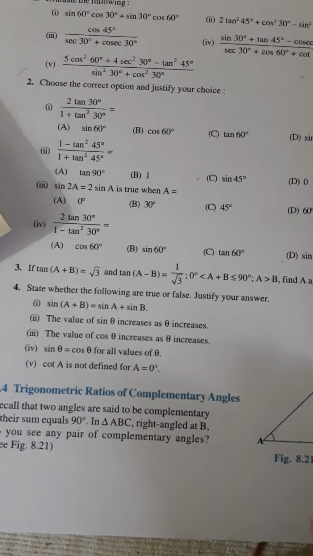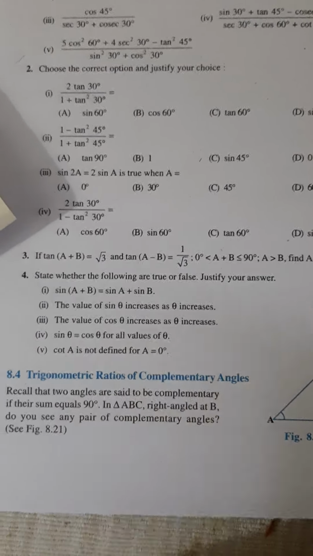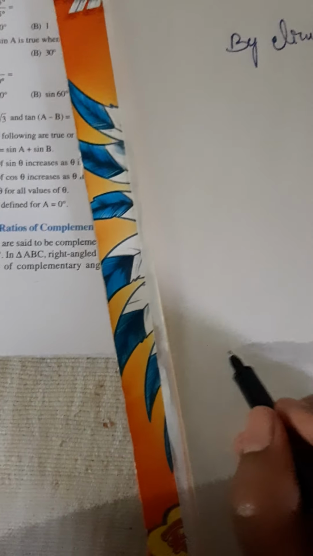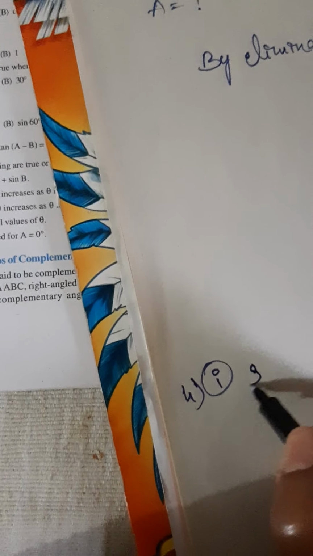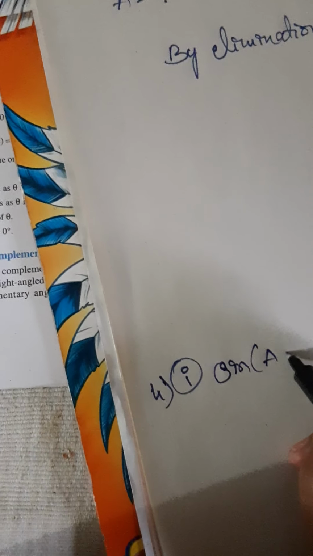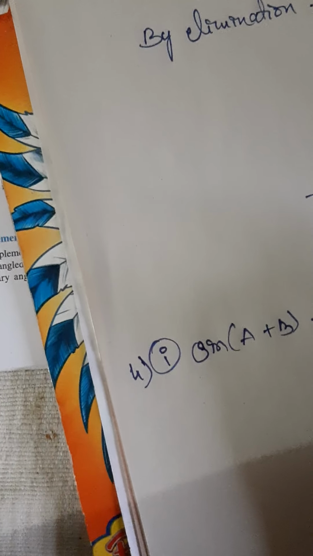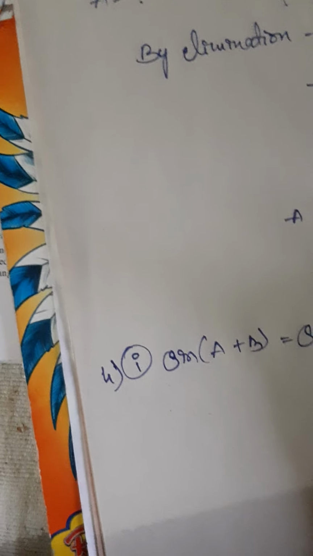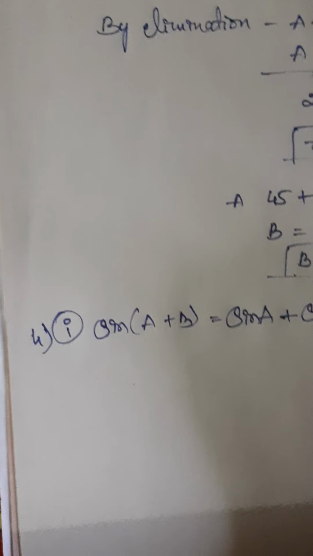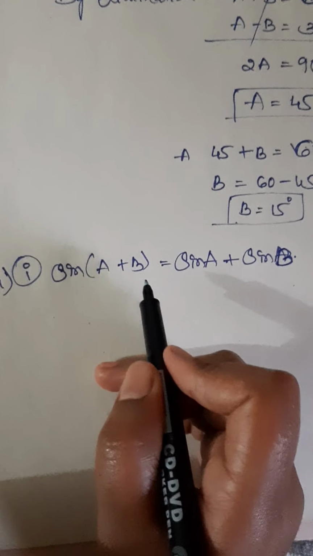In the next question, number 5, state whether the following are true or false, and justify your answer. So here they have given a few statements. First, they have given sin(A + B) is equal to sin A + sin B. We have to prove whether this statement is true or false. They have given a few more statements and we have to prove whether they are true or false.